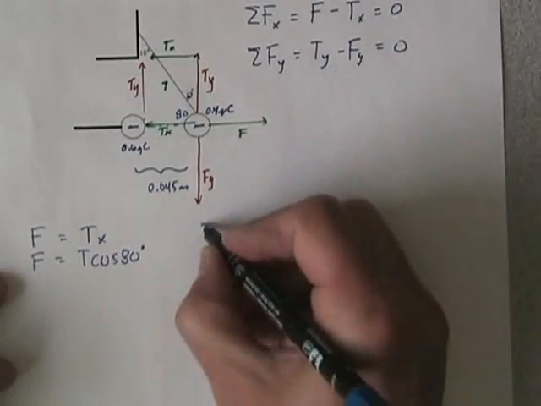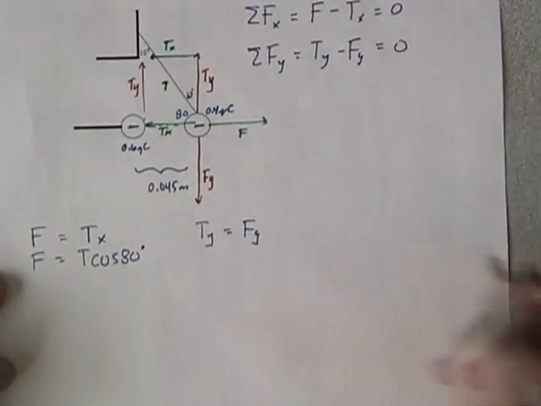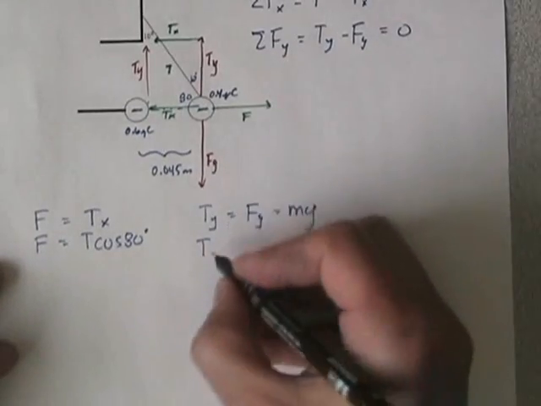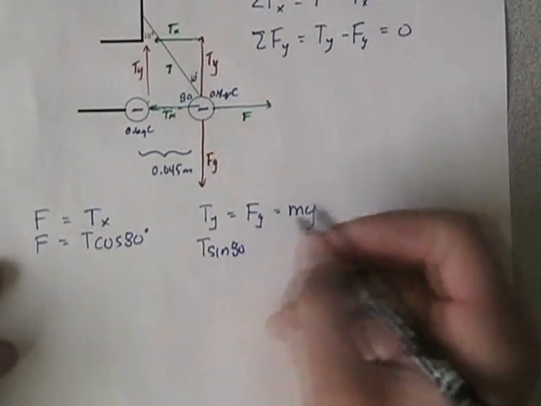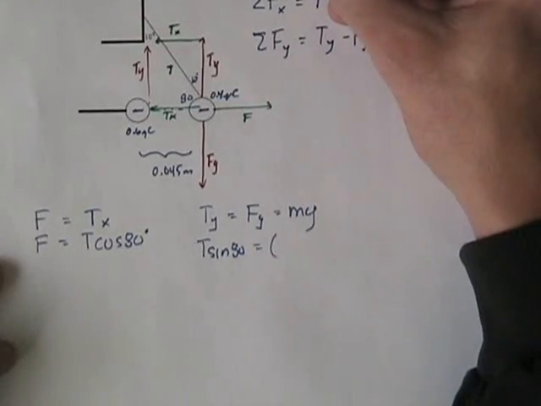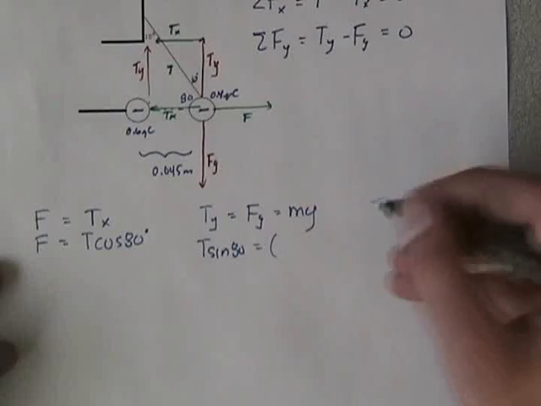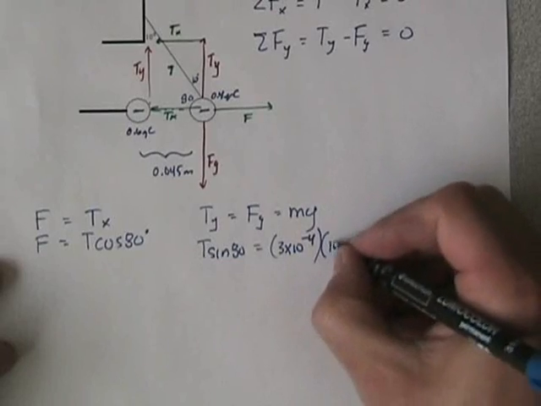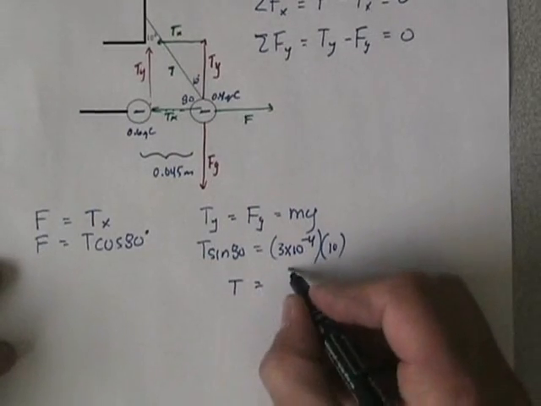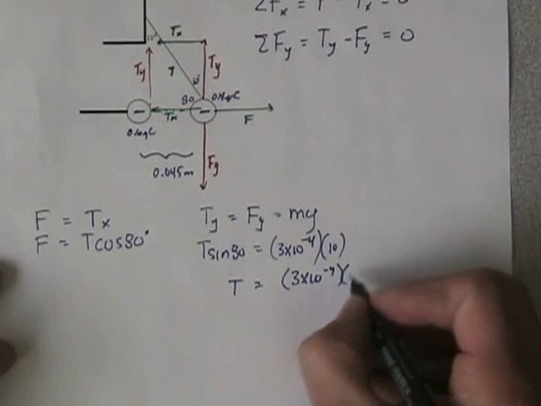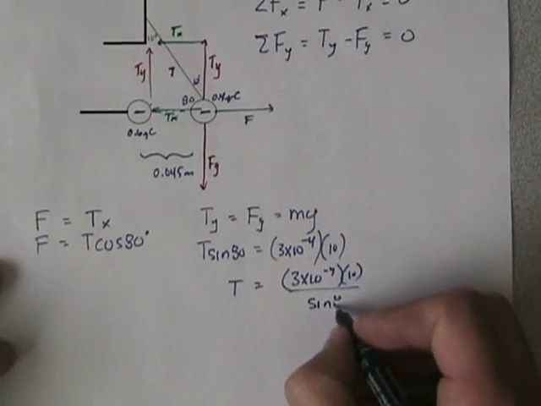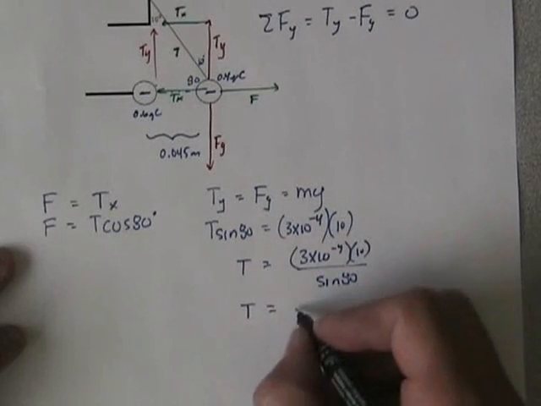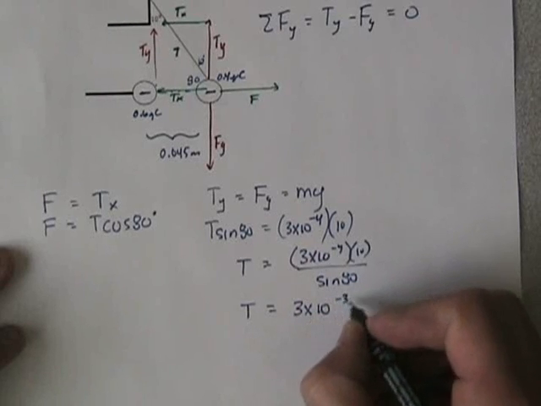Let's go to this one. Tension in the y direction is equal to force due to gravity. Well, I know that force due to gravity is mass times gravity. So my tension in the y direction is going to be T sine of 80 degrees, still 80. And then my mass is 0.3 grams, sorry, which is 0.3 divided by 1,000. That's 3 times 10 to the minus 4. And gravity is 10. So I can find my tension directly here. 3 times 10 to the minus 4, 10, over sine of 80. Make sure you plug that into your calculator properly, and when you do, you'll get a tension value of 3 times 10 to the minus 3 newtons.